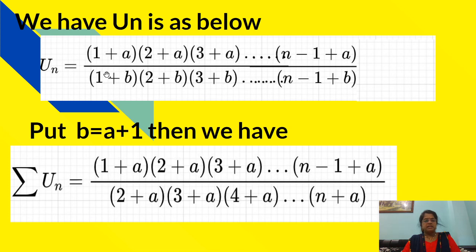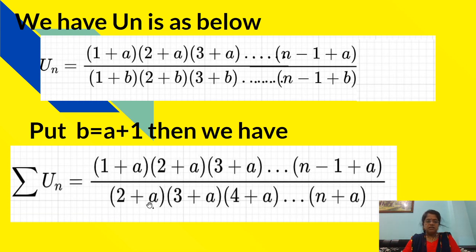We have un as below. Un is equal to 1 plus a into 2 plus a into 3 plus a dot dot n minus 1 plus a divided by 1 plus b into 2 plus b into 3 plus b dot dot n minus 1 plus b. Now in place of b we will write a plus 1, and therefore summation un is equal to 1 plus a into 2 plus a into 3 plus a dot dot n minus 1 plus a divided by 2 plus a into 3 plus a into 4 plus a into n plus a.